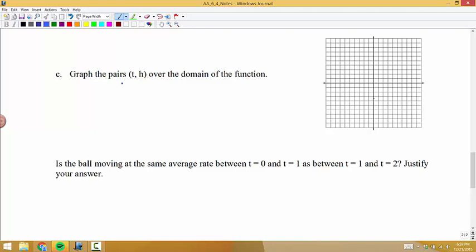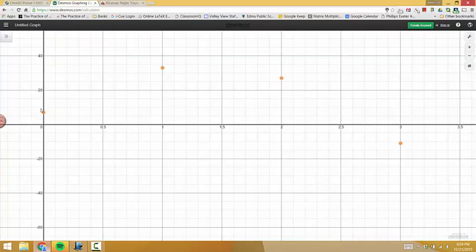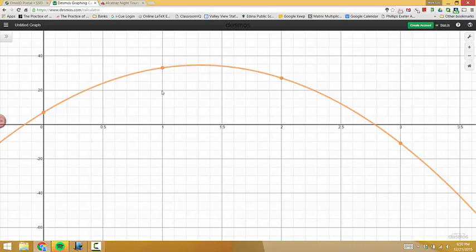So if we're going to graph the ordered pairs t, h over the domain of the function, I'm going to go ahead and plot those points. So it looks something like this. Here are the 4 points that we found in our t-table. Now we want to connect those. You'll notice if I connect those, I really end up with a parabola with a maximum height somewhere just after 1 second, but definitely before 2 seconds. Somewhere in this range here, about right there, is the maximum height the ball reaches. And this point right here would represent when the ball hits the ground.